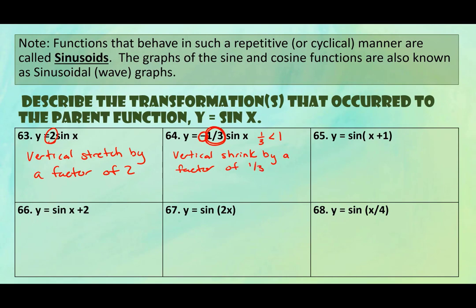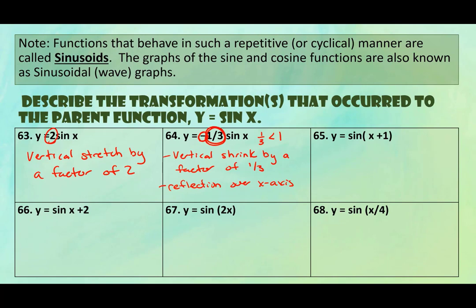of 1/3. Now, what does that negative sign do to everything? Now, that makes every positive y value negative and every negative y value positive. So what that's actually doing is it's flipping it over the x-axis. So that is a reflection over the x-axis. Okay, so those are our two transformations for number 64.